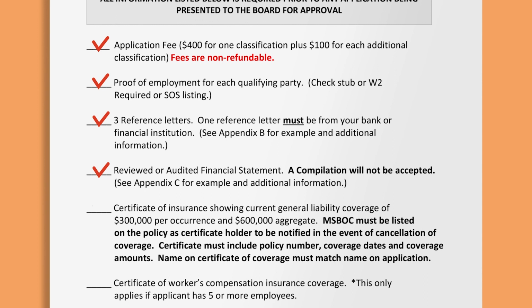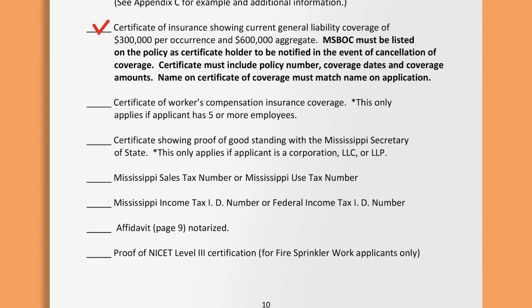Be sure to include a copy of your Certificate of General Liability Insurance coverage. Msboc must be listed on the policy to be notified in the event of cancellation of coverage. Commercial applicants must show coverage in the amounts of $300,000 per occurrence or $600,000 aggregate at a minimum. There is no minimum coverage amount required for residential applicants, just proof of coverage. If you have 5 or more employees, please submit proof of workers' compensation coverage.